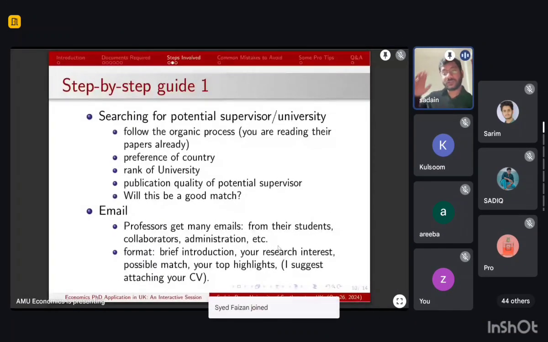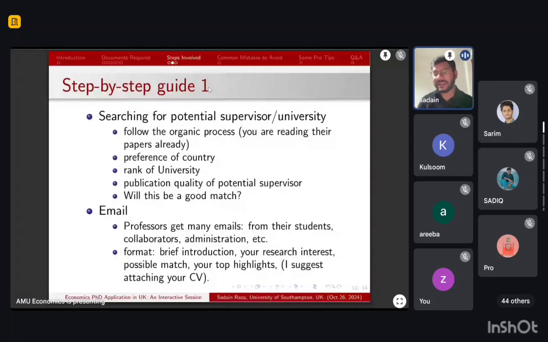And the most important thing is a match. It has to be a match. If it is not a good match, even if the professor is maybe your relative, you won't be able to do a good PhD under his or her supervision. So it has to be a good match.